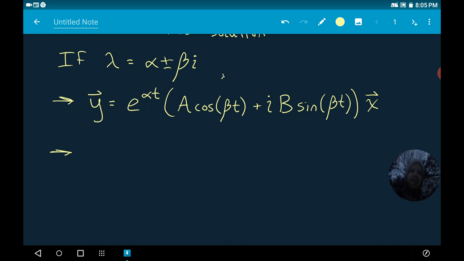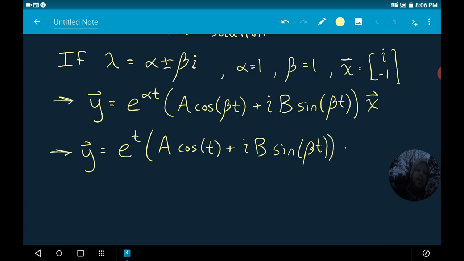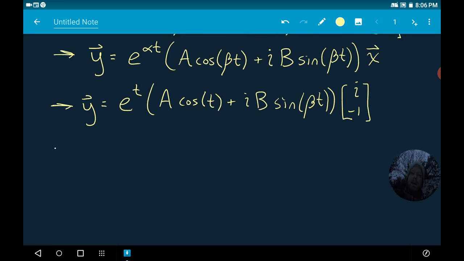Our alpha, in this case, is equal to 1. Beta is equal to 1. Our eigenvector is equal to i, negative 1. So our general solution is equal to e to the t times a cosine t plus i times b sine of beta t, times the vector i, negative 1. It's not real valued yet, right?